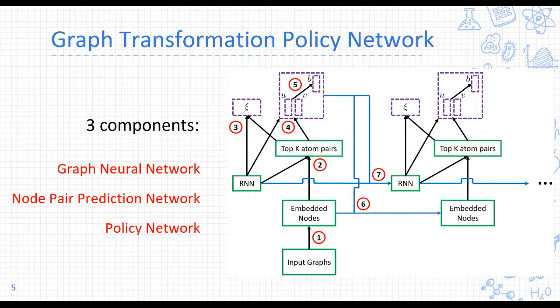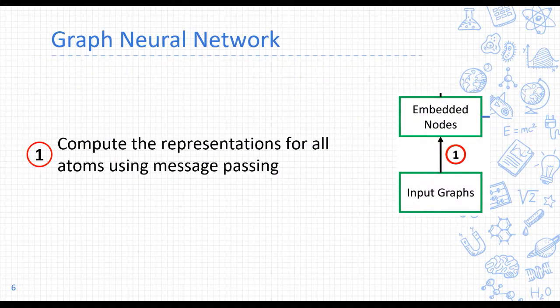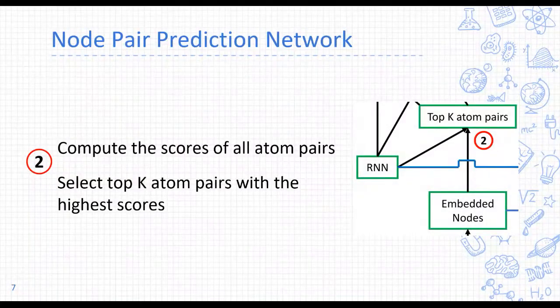For the detailed function at each step, we categorize them based on the three main components of our model, which are graph neural network, node pair prediction network, and policy network. We use a message passing graph neural network to compute embedded vectors for all atoms in the reactant molecules. Then, from the structural information provided by these embedded vectors, we compute the score for all atom pairs using the node pair prediction network. The scores are normalized between 0 and 1, and higher values indicate that the corresponding atom pairs are likely to participate in the reaction.